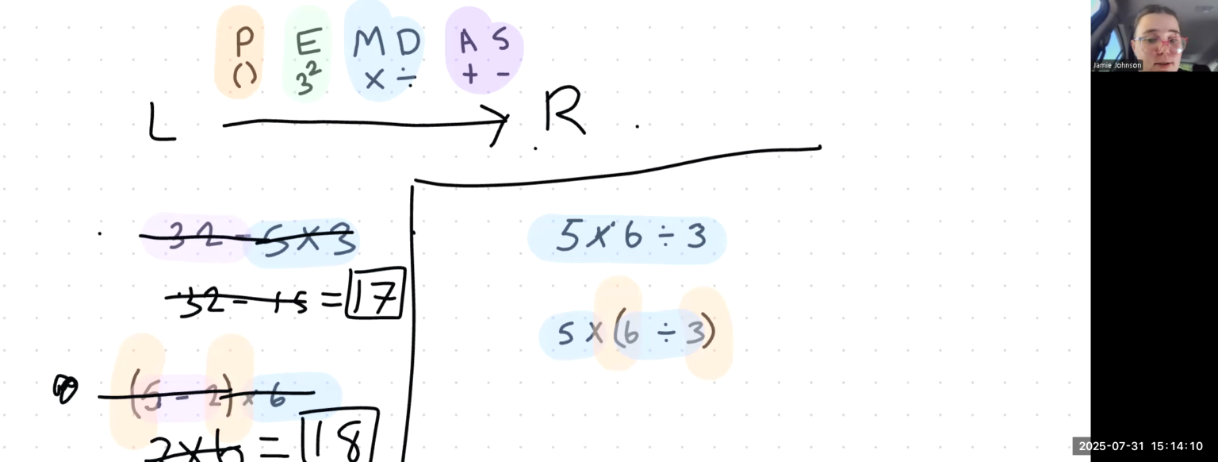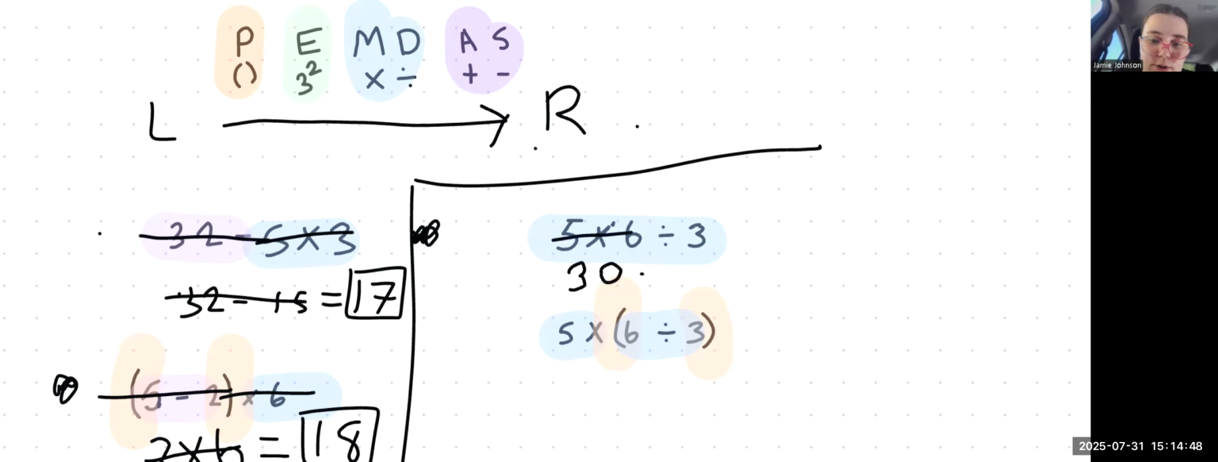5 times 6 divided by 3. Now, we'll look at our order of operations. Parentheses, exponents, multiplication, division, addition, subtraction, and work from left to right through the sections. We don't have any parentheses in this top one, right here. We don't have any exponents. We do have multiplication and division, and we have to go from left to right in it. So we start with 5 times 6. 5 times 6 is 30. And so we can cross that out and we bring it down.